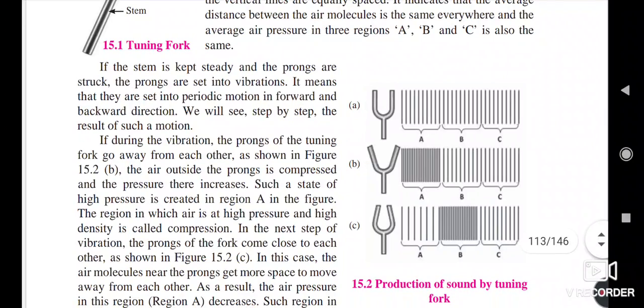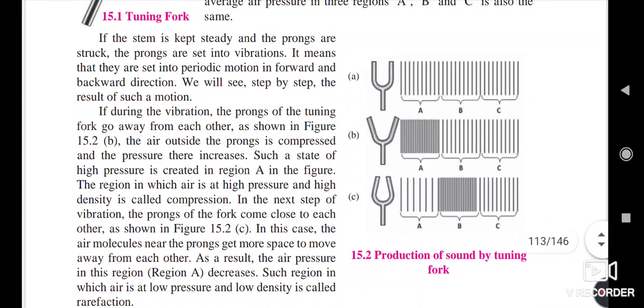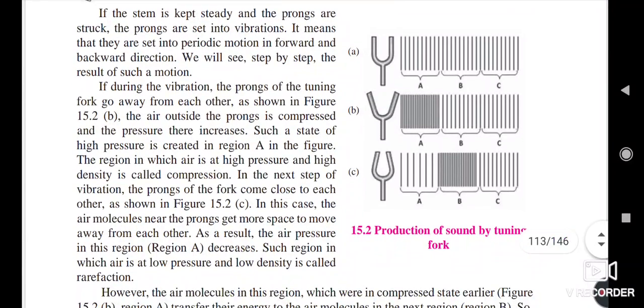If the stem is kept steady and the prongs are struck, the prongs are set into vibration. It means that they are set into periodic motion in forward and backward directions. We will see step by step the result of such motions.